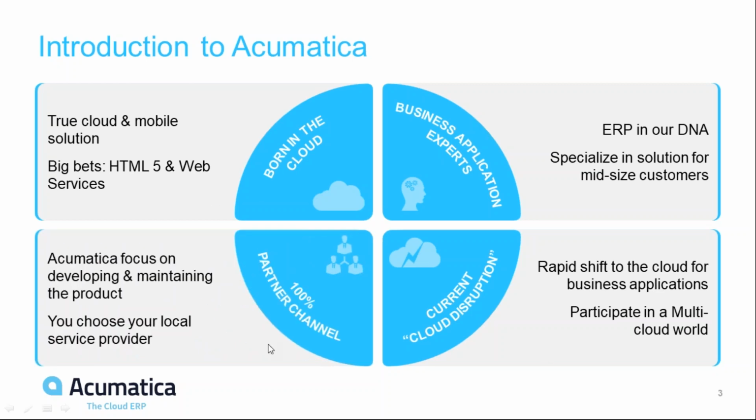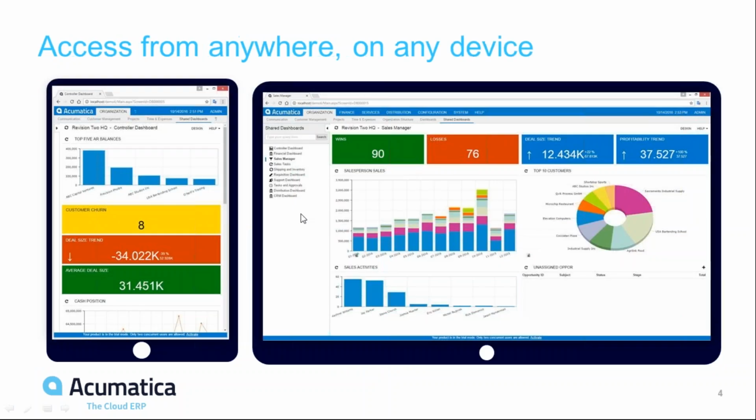Acumatica focuses on development and support, and then the actual implementation and sales, report writing, all that happens from your local business partner. And that's what Troy's group will do in this world.